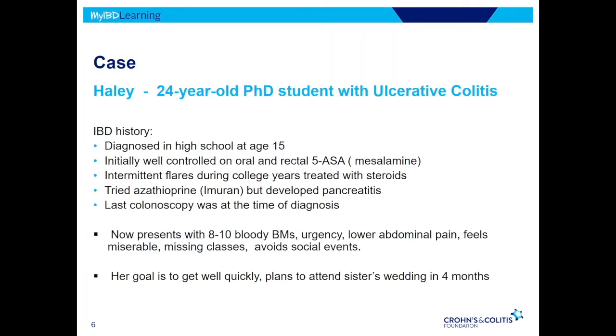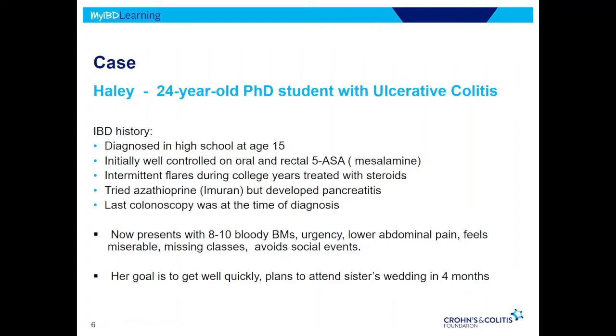So let's take the case of Haley, who's a 24-year-old PhD student with ulcerative colitis. She was diagnosed when she was in high school. She was tried on oral medications with some initial success, but subsequently she was having flares. She was requiring courses of steroids, and she was tried on an oral immunosuppressive medicine, azathioprine, commonly known as Imuran. But then she had a side effect with it, which is pancreatitis, which is inflammation of the pancreas. And then she had to stop taking that treatment.